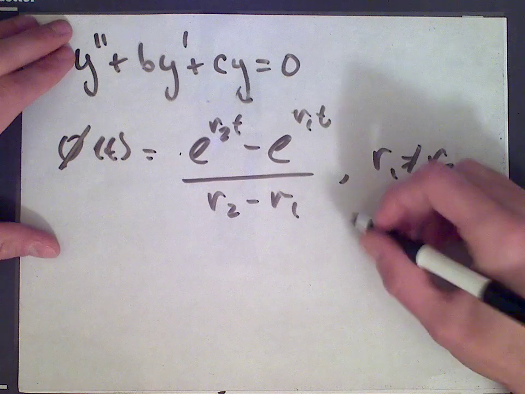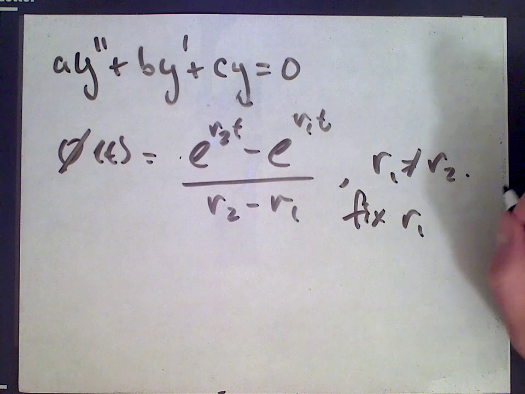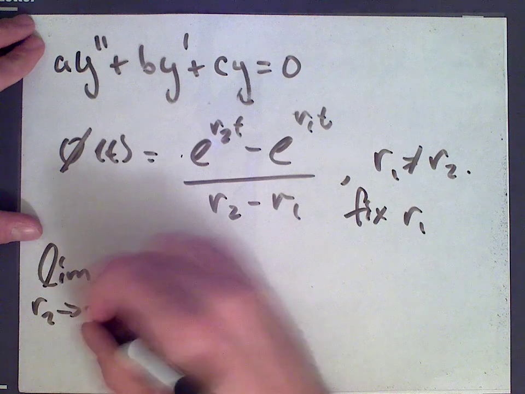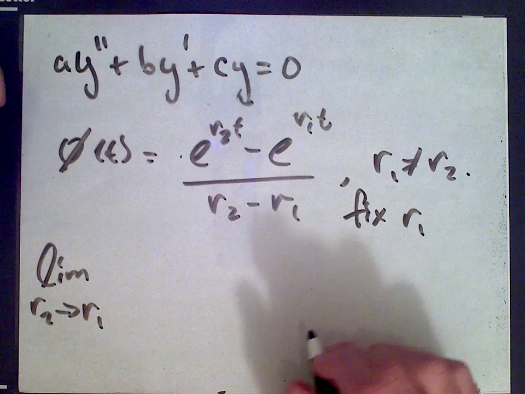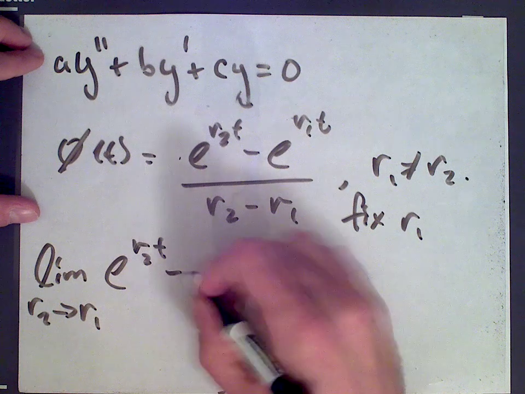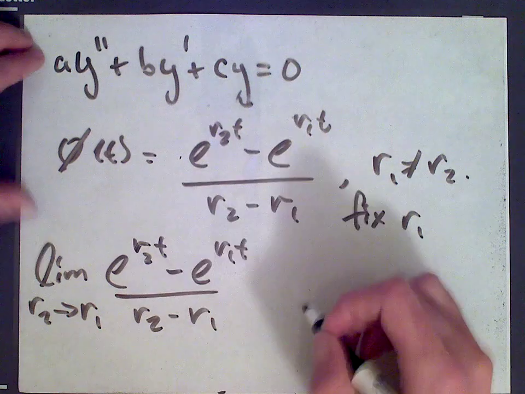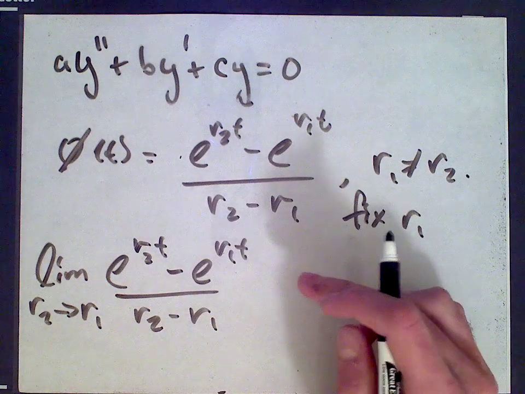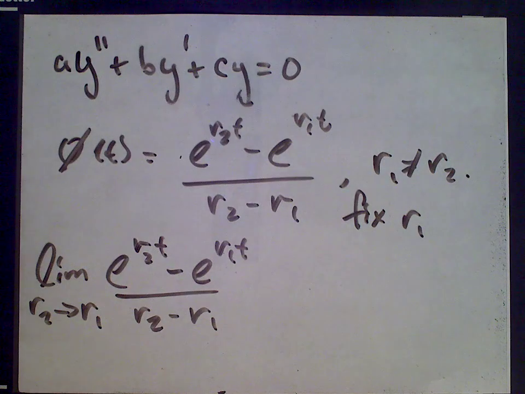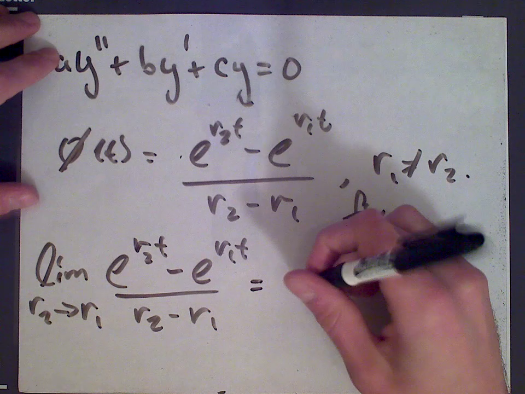So let's fix r1 as a constant, for instance, and take the limit as r2 approaches r1. So the limit as the roots are becoming equal of these solutions, and see what we get. So e to the r2t minus e to the r1t divided by r2 minus r1. So plugging in r2 equals r1, we get 0 over 0. This is an indeterminate form, so we can take the derivative, according to L'Hopital's rule.